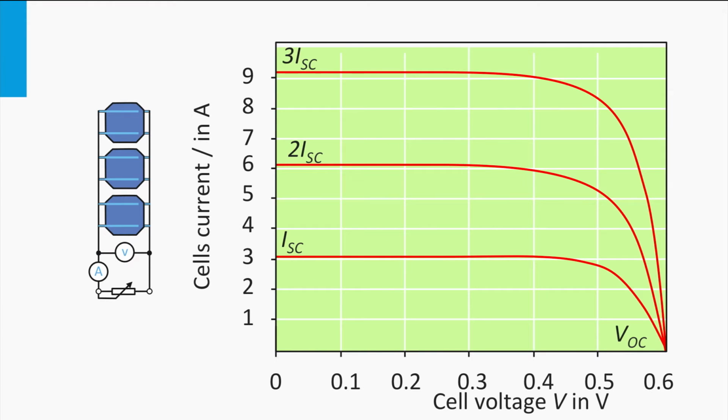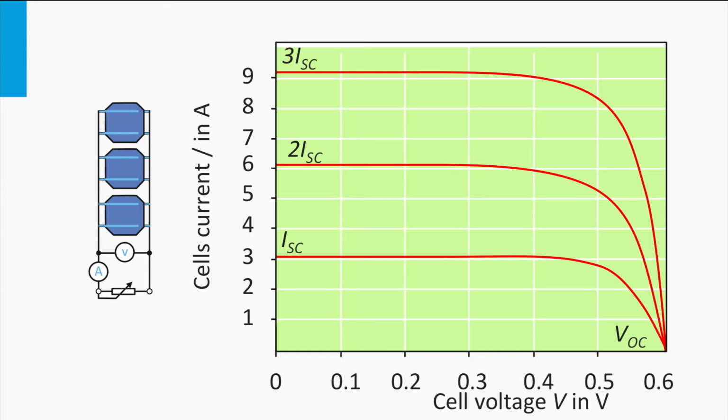A second way of connecting the solar cells is in parallel. Here you see 3 solar cells connected in parallel. The IV curve shown is that of a single solar cell. Parallel connection means that the voltage is the same over all solar cells. However, the currents of the solar cells add up.